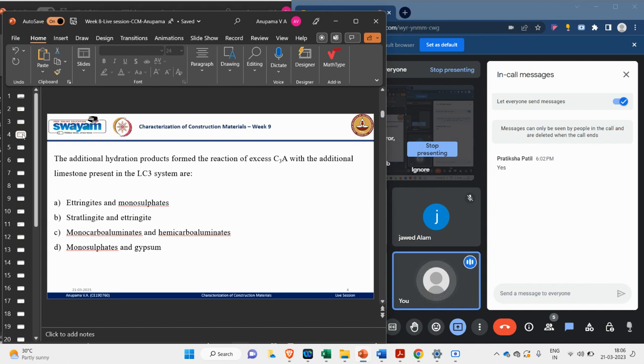Option A, ettringite and monosulfates. Option B, stratlingite and ettringite. Option C, monocarboaluminates and hemicarboaluminates. Option D, monosulfates and gypsum. So, what are the additional products which form when the limestone reacts with the C3A in the LC3 system?